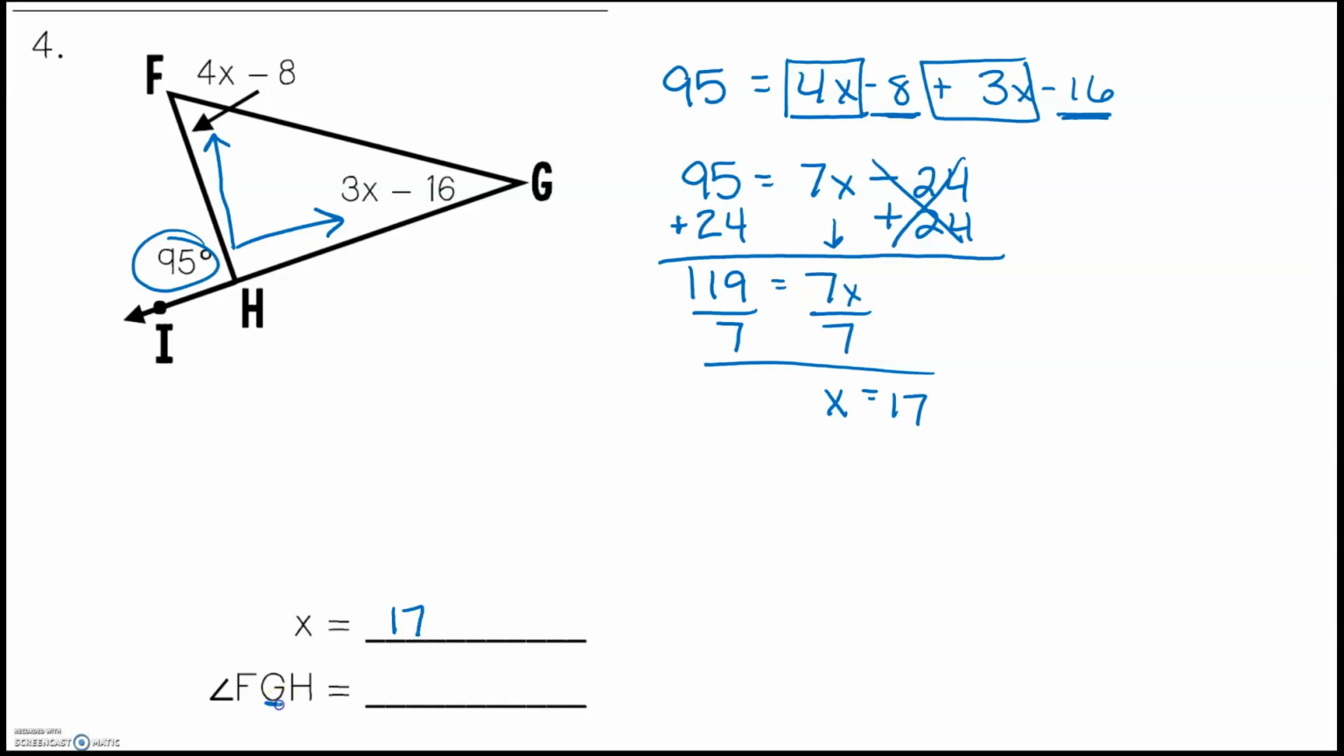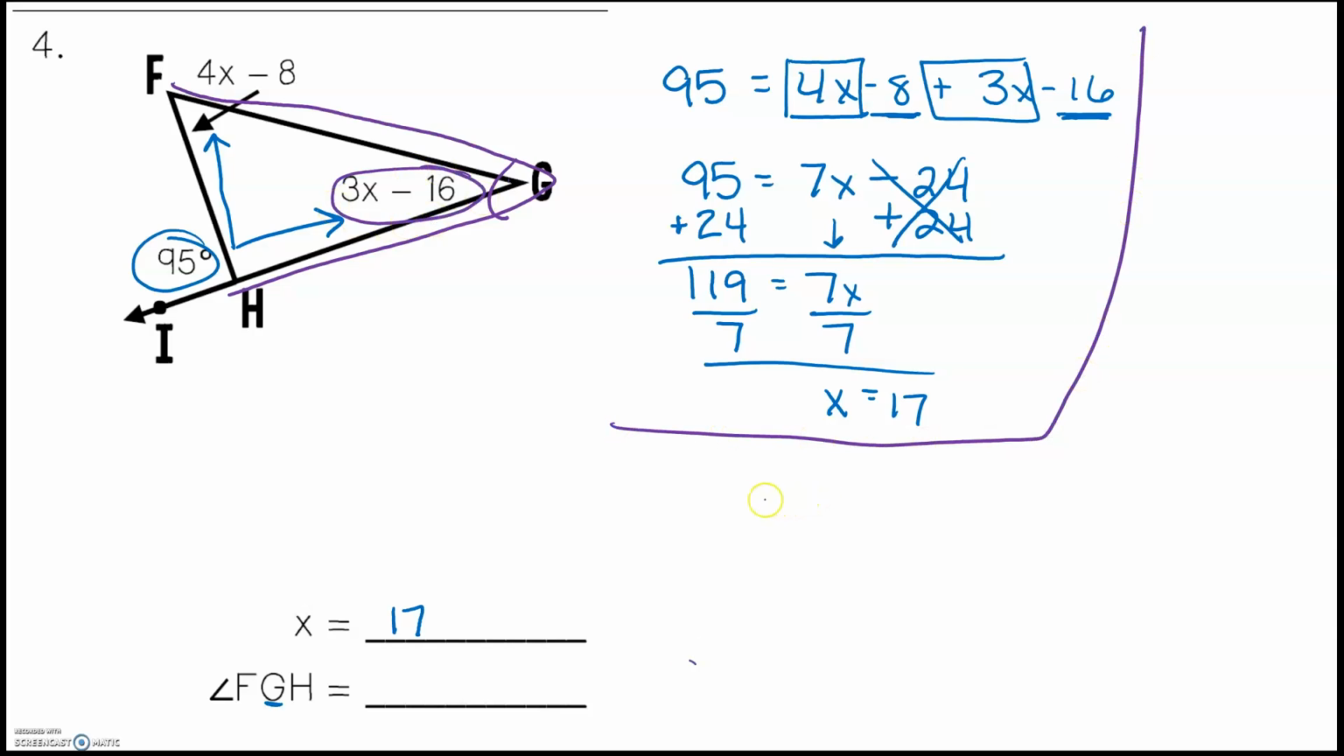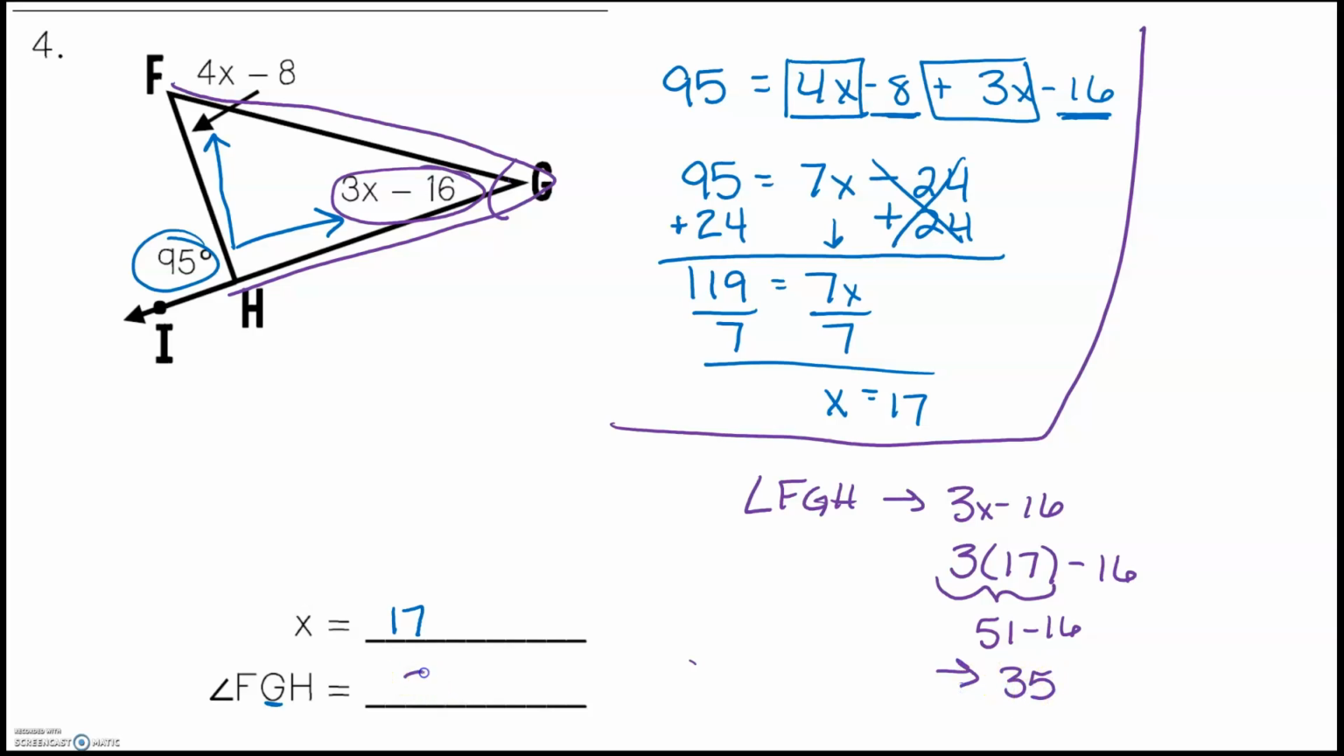The angle that we need to find is FGH. So we're going FGH, so it's the G. So this is the expression I need to use to find the angle measure. So angle FGH is the expression 3x minus 16. Take the x out, put the 17 in its place. Order of operations says that we multiply first. 3 times 17 is 51. Take away 16. Lands us at a 35-degree angle.